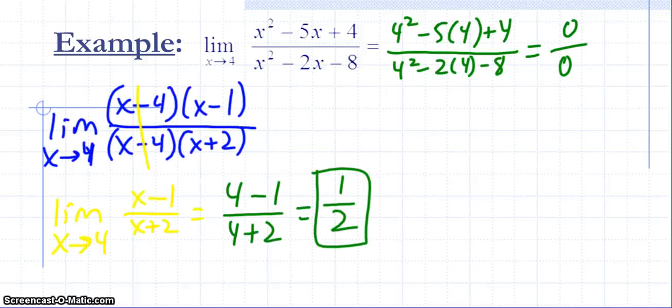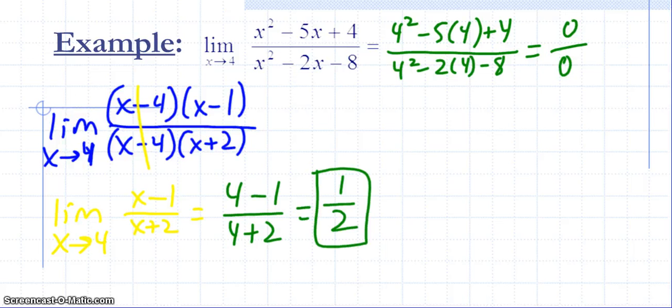Alright, so here, when we first plug in 4, we get 0 divided by 0 again, so our indeterminate form. Factor the numerator, factor the denominator, x minus 4's cancel. I have a reduced function of x minus 1 over x plus 2. Now I can do direct substitution. I end up with 1/2. So the limit as x goes to 4 of this function is 1/2.